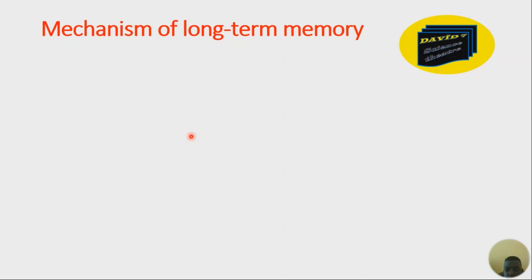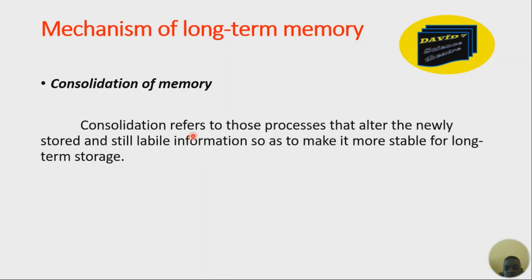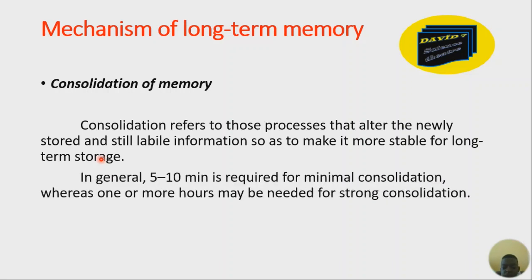Let's talk about the mechanism of long-term memory. First, there is consolidation, which refers to those processes that alter newly stored, still labile information so that it can be made more stable for long-term storage. That is consolidation. It just converts short-term to long-term memory. And in general, 5 to 10 minutes is required for minimal consolidation, whereas 1 or more hours may be needed for stronger consolidation.